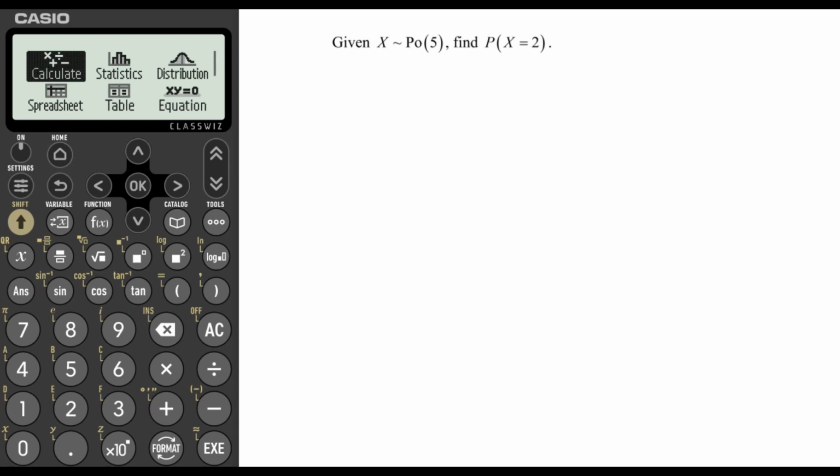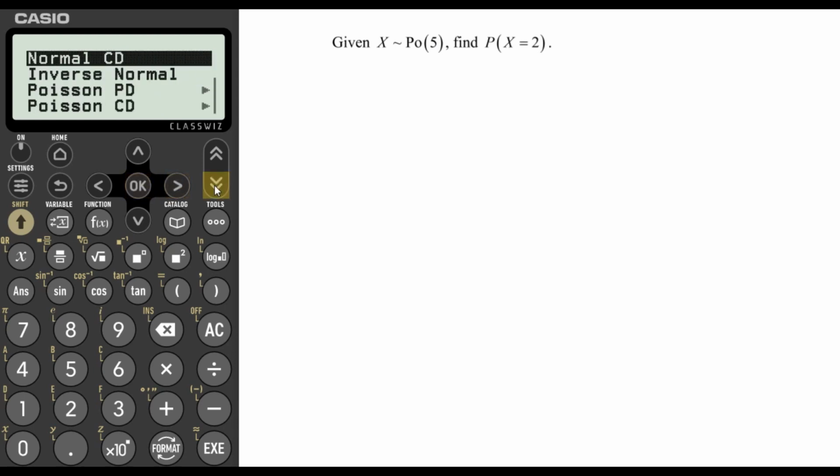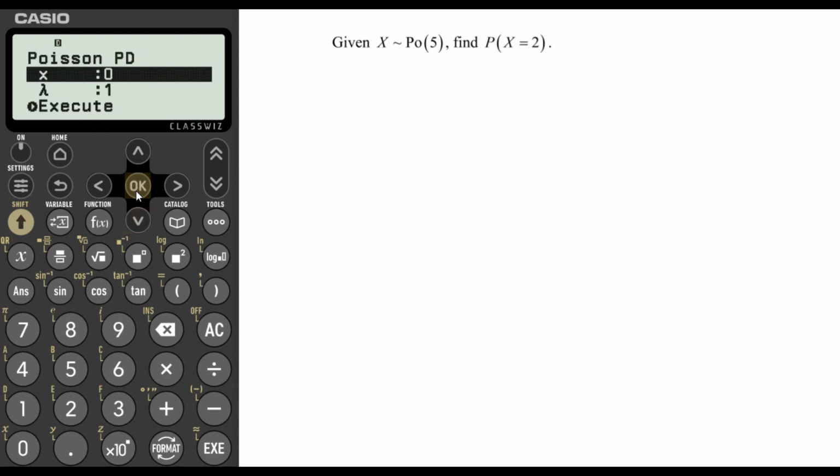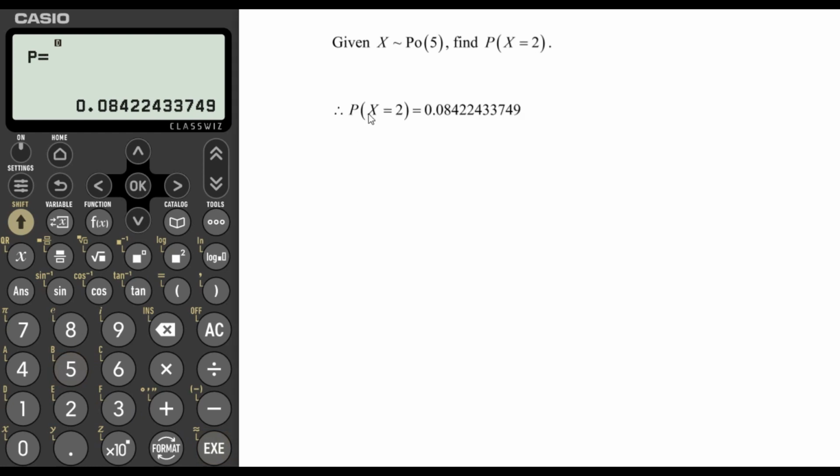We can use our calculator to work out Poisson distributions. In this example, we are given that x has a Poisson distribution with a parameter of 5, and with this we have to find the probability that x equals 2. From the main menu, go to the distribution sub-menu, scroll down to Poisson PD, scroll down to variable, x is 2, lambda is 5, and if we execute this, you will see that the probability that x equals 2 is 0.084, etc.